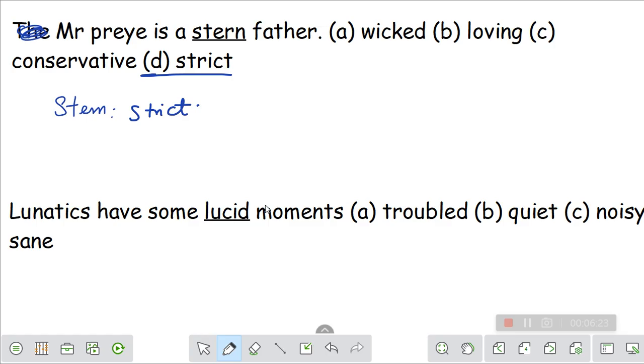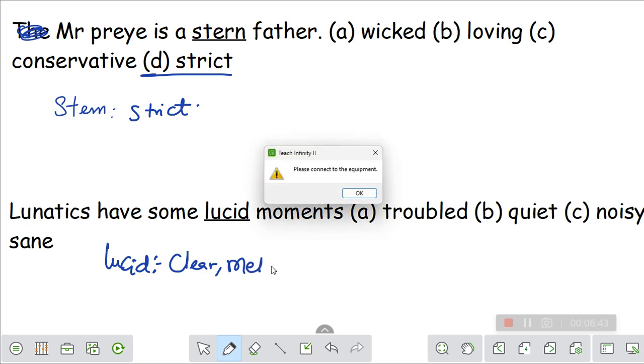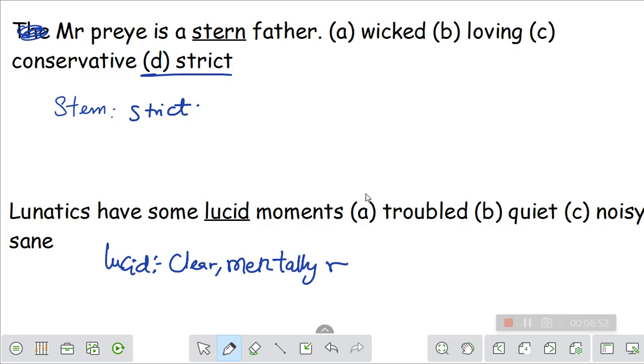The next one is: lunatics have some lucid moments. When we are talking of lucid, lucid means something that is clear. The second meaning is mentally stable, that is, mentally rational. The way you are now, I can say you are lucid because you are not mentally unstable. So you are rational, mentally rational. That's lucid.